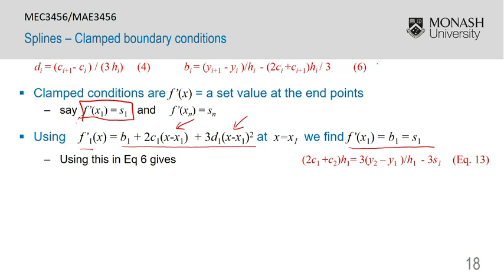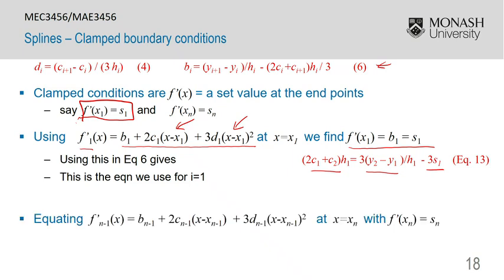So if we use equation 6 that we derived previously, this gives us, if we move the c values to the left-hand side, that 2c1 plus c2 times h1 is given by 3 times (y2 minus y1) divided by h1, minus 3s1. Okay, so we've now got an equation where we have unknown values of c on the left-hand side, unknown values of y, and our slope on the right-hand side. This is then the equation that we can use for i equal to 1. So this is now one of the extra two equations that we need.